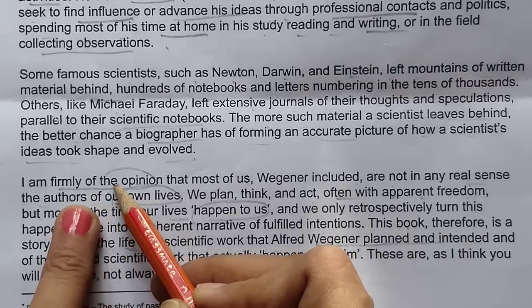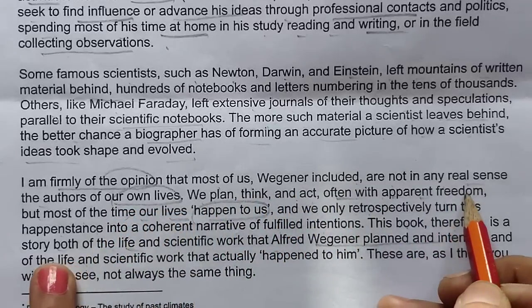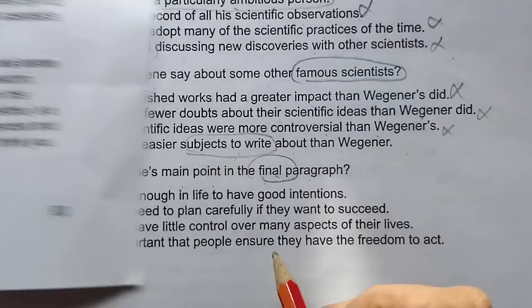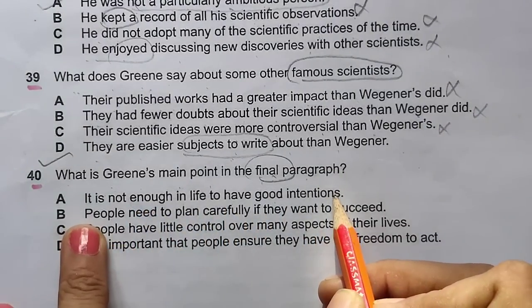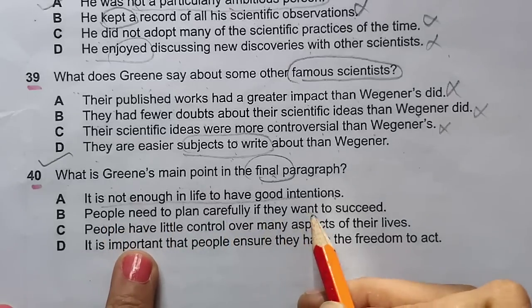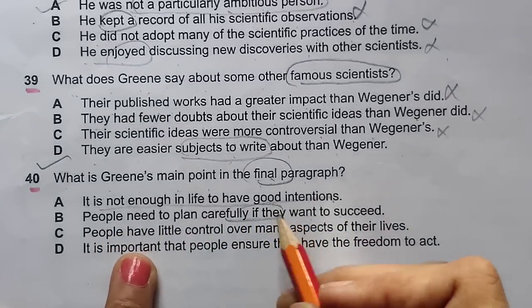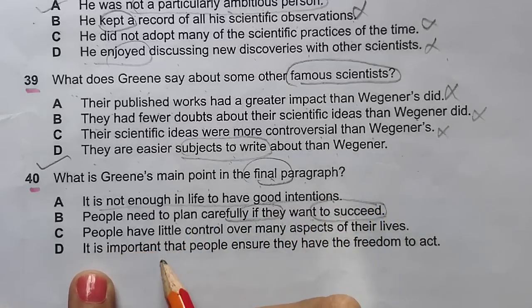So basically, firmly of the opinion, he is saying we plan, think and act with apparent freedom, but most of the time our lives happen to us. Okay. It is not enough in life to have good intentions? No, nothing like that was said. People need to plan carefully if they want to succeed? We can't say that, nothing about wanting to succeed was given.